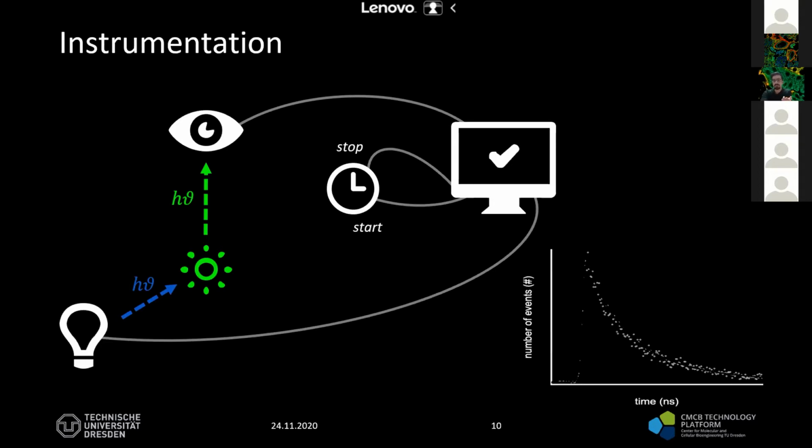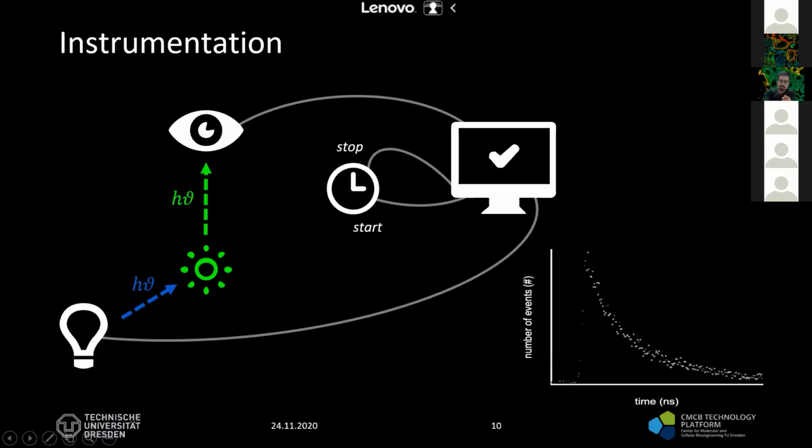So what we see here, these dots, they are showing the number of the events. Number of the events means how many signals from the detectors came to the computer and said, I detected something. And below that we have the time. On the x-axis, we have time in the nanosecond range. And as you see, it's like a decaying curve, and that's what we are looking for.